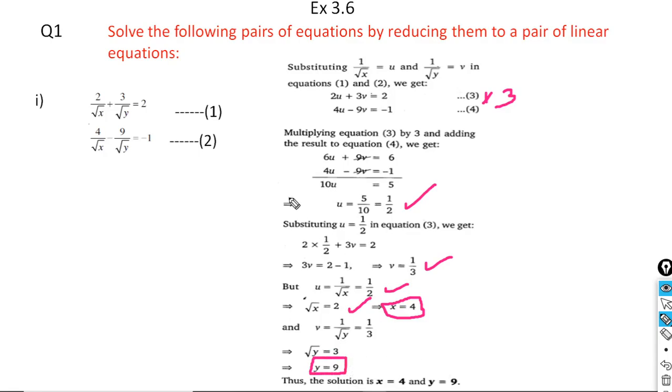In the problem, it is asked to find x and y, so we have to find the values of x and y. We cannot leave the problem in terms of u and v. Let us discuss another problem.